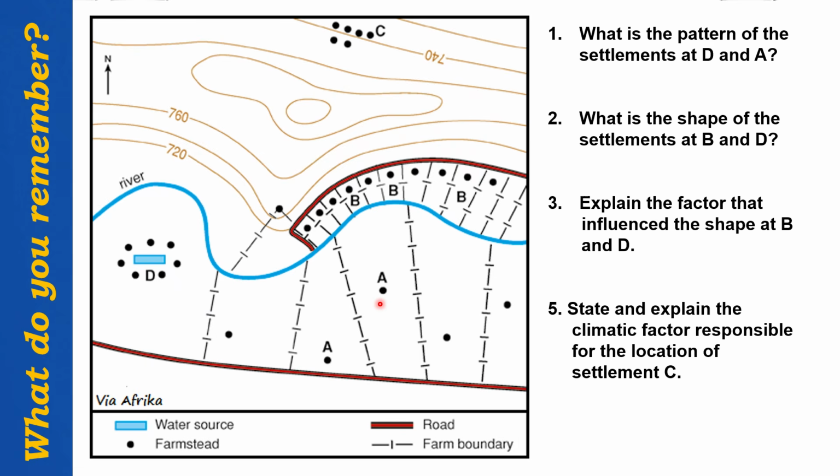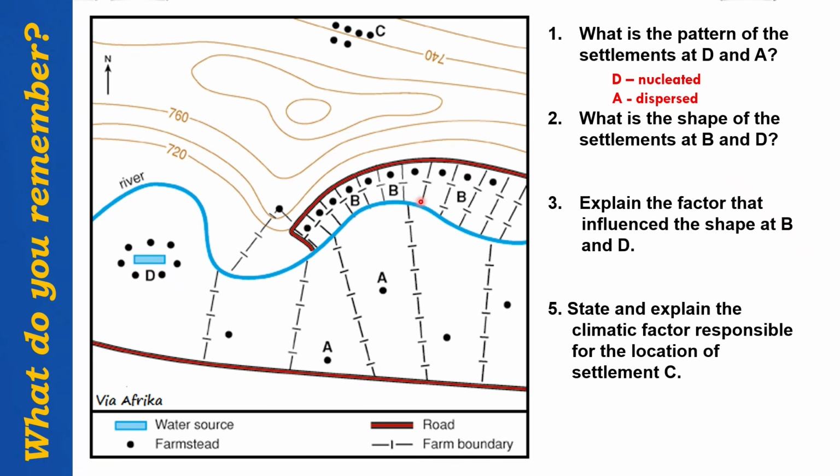The pattern is dispersed. D, you can see now these farmsteads are all clustered here, so it is nucleated. Let's see if our answer is correct. Yes, D is nucleated, but A is dispersed. They are far from each other. These ones are clustered.